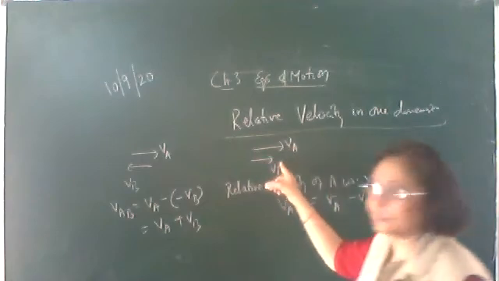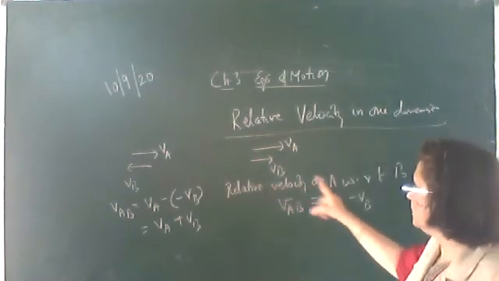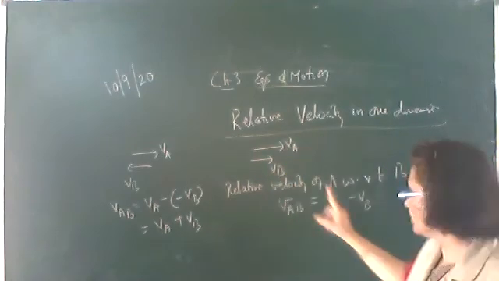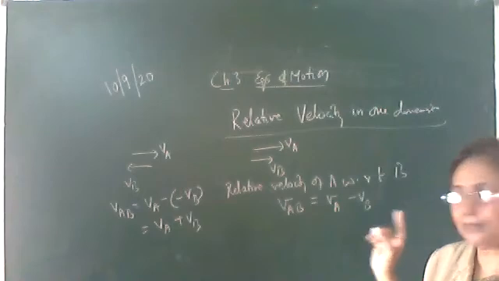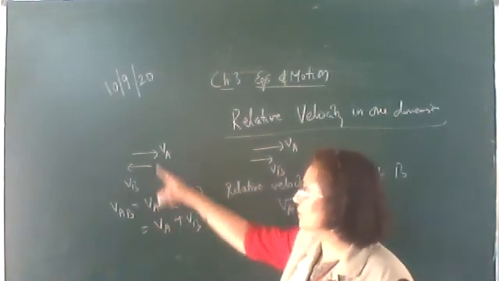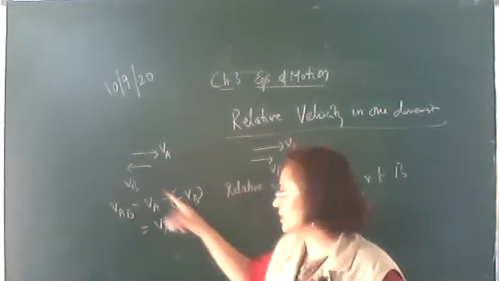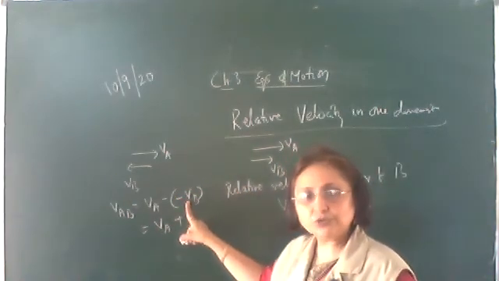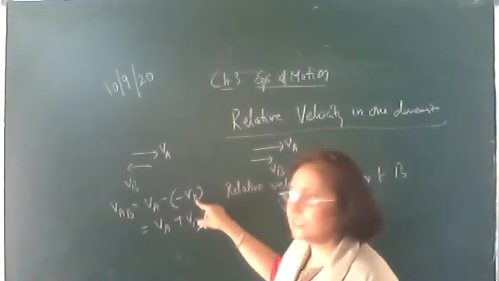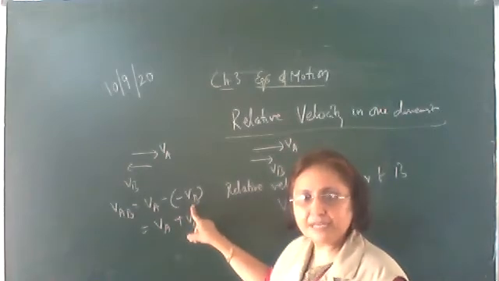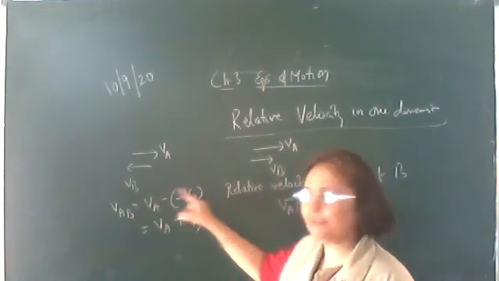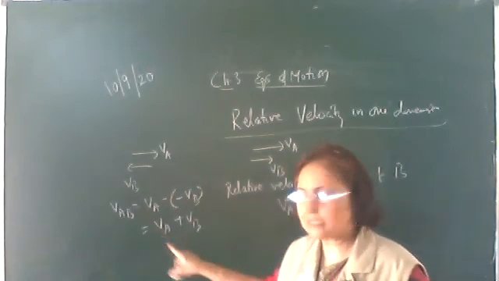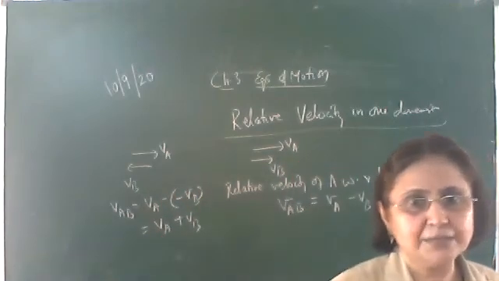Here we have considered that both are moving towards right. VA is positive, VB is positive, and the formula is VA minus VB. But here A is moving towards right, B moving towards left. So according to the sign convention, this velocity of B will be taken as minus VB. The formula is VA minus VB, but VB is negative, so it will become VA plus VB.